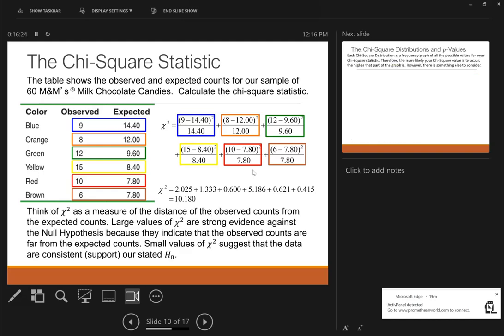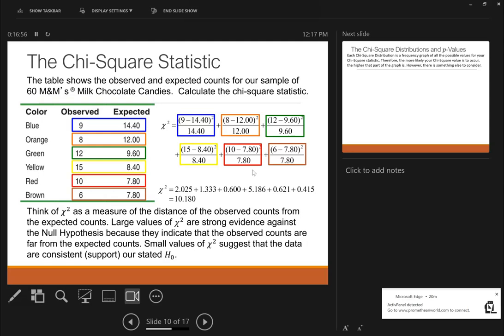So essentially what this chi-squared statistic is doing is it's basically describing the distance of the observed counts from the expected counts. So the bigger your value of chi-squared, probably the bigger the differences between the observed and the expected, or the larger the deviation away from what we'd expect. So the bigger that chi-squared gets, the better evidence you have against the null hypothesis.